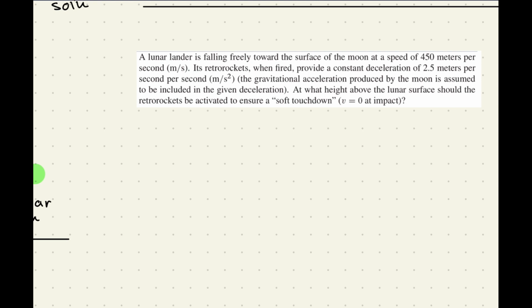The gravitational, this basically says that you need to counteract the moon's gravitational acceleration. At what height above the lunar surface should the retro rockets be activated to ensure a soft touchdown, meaning final velocity equals 0 at impact.